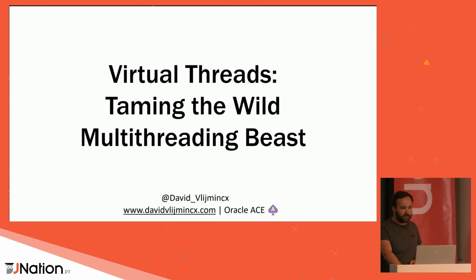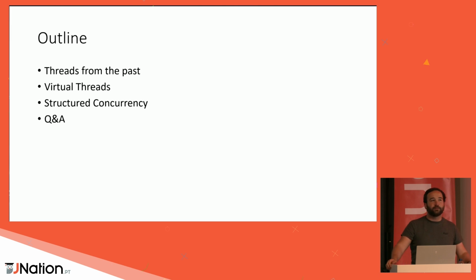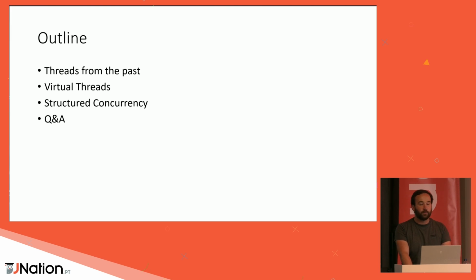So we have a lot to cover today. And to tame a wild beast, you need to know where it came from. So we're going to talk about some threads from the past. Where did the need for virtual threads come from? And how are we going to solve our concurrency problems prior to Java 21? Then we're going to look into virtual threads. We want to tame this wild beast, so we need to understand its weaknesses, how it works and everything. And because every story needs a happy end, we need to know how we can live happily together with virtual threads using structured concurrency. And at the end, there is some time for Q&A.